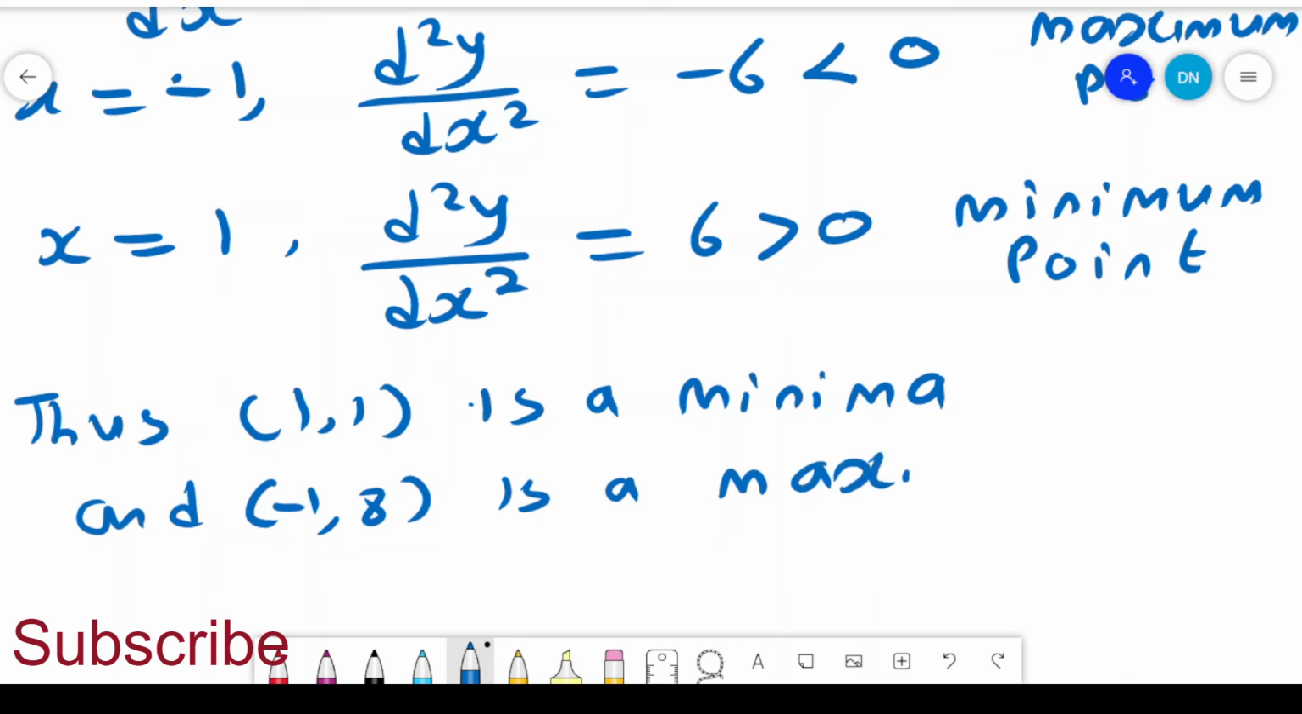So those are the 2 points I have. One is a minima, and negative 1, 8 is a maxima. So with that information now, I can plot the graph.